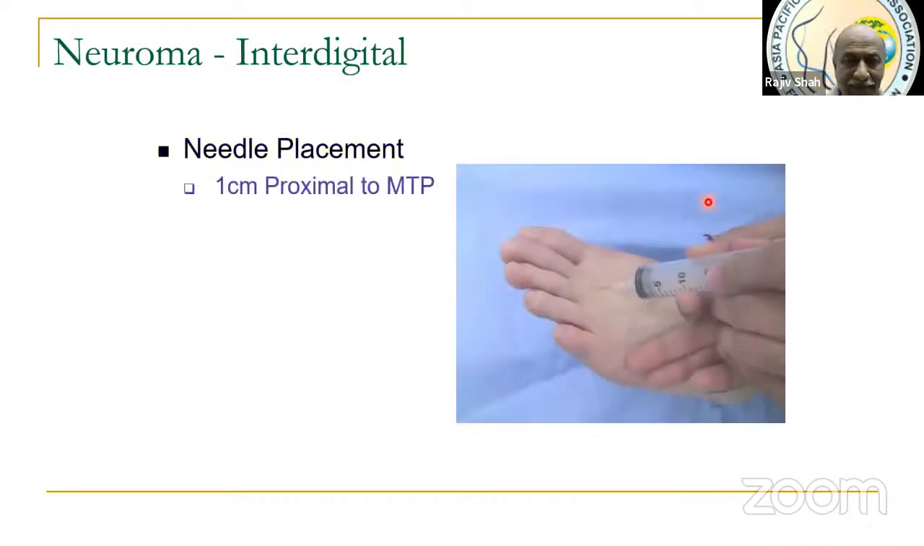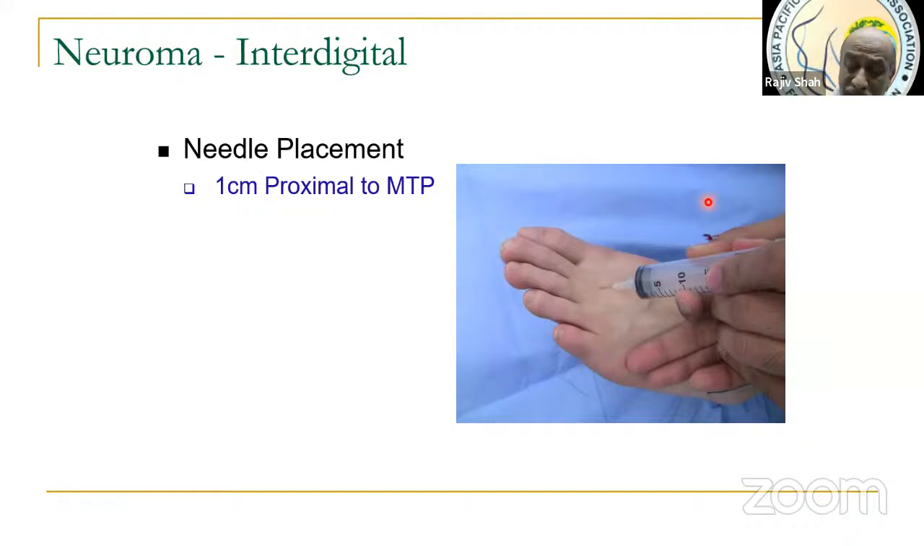Now, interdigital neuroma you want to inject, right? How do you place your needle? You are going into the interspace. So you should be palpating both the metatarsals and going between the metatarsals. You palpate the metatarsophalangeal joint, or you draw a line or mark it with a marker, and go in between two metatarsals about a centimeter proximal to the metatarsophalangeal joint.